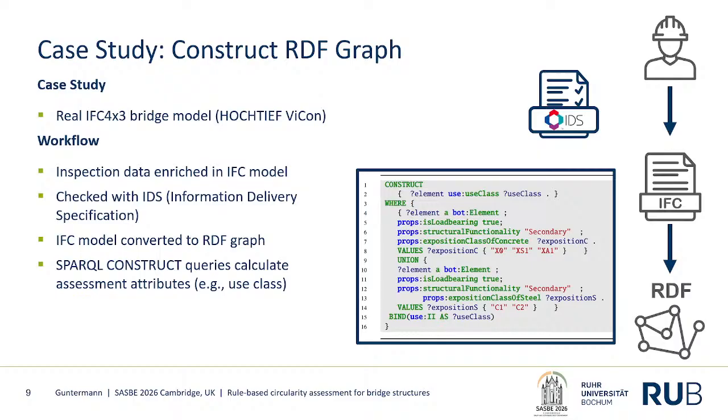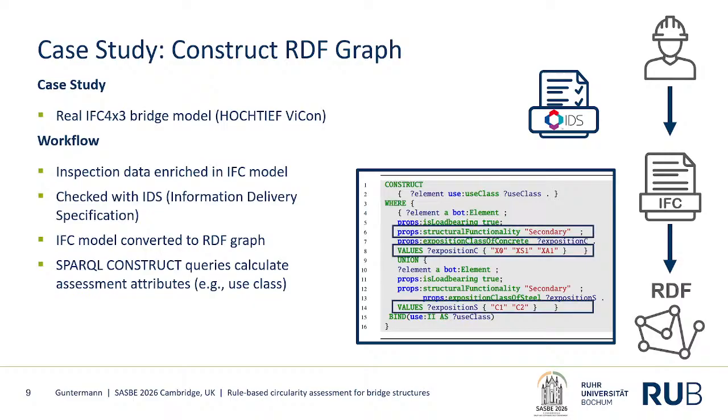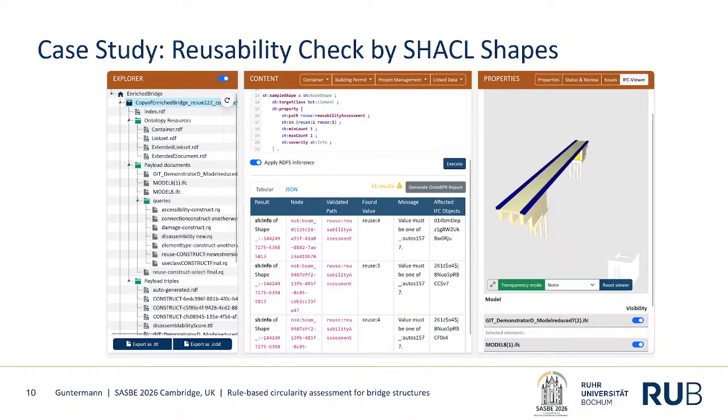For example, here you can see the use class. We had to generate it based on the parameters we collect in the inspection. So you can see here, it's relying on the structural functionality and the exposition class of the concrete and of the steel, for example. And thereby we received the automated reusability check with the SHACL shapes. Here you can see an example of one SHACL shape. And in the middle, at the bottom in the table, you can see the assigned reuse grades of different elements of the bridge.